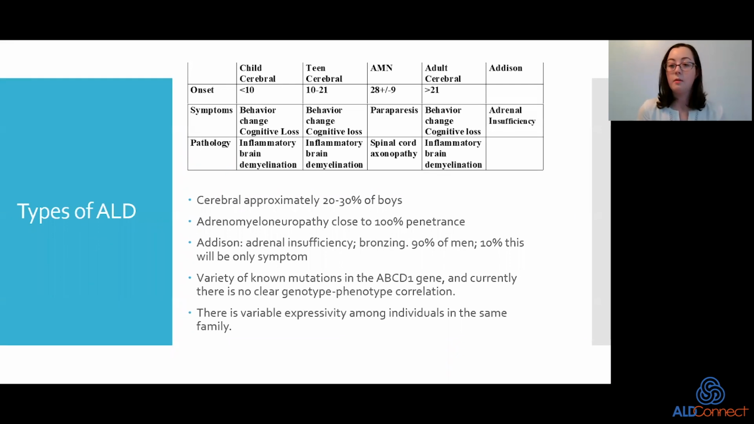We also know that there's variable expression of the condition within a single family that carries the same mutation. So we'll see individuals in one family who have very mild to no symptoms and others with very severe symptoms, even though they carry the same genetic change. There are even studies that show identical twins presenting differently as well, thus likely indicating other factors aside from genetics that will influence how this condition is going to present, possibly environmental or epigenetic. It's not clearly understood at this point.